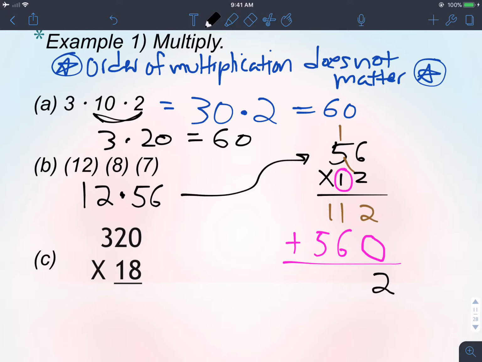2 plus 0 is 2. 1 plus 6 is 7. 1 plus 5 is 6. 672. The real beauty of it is, just check. I got it right. Coffee hasn't failed me yet.